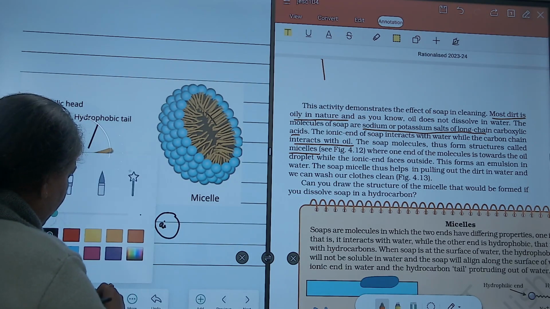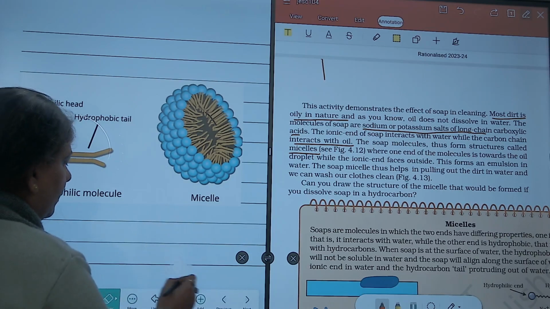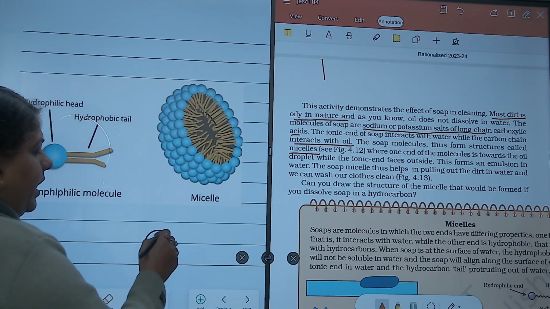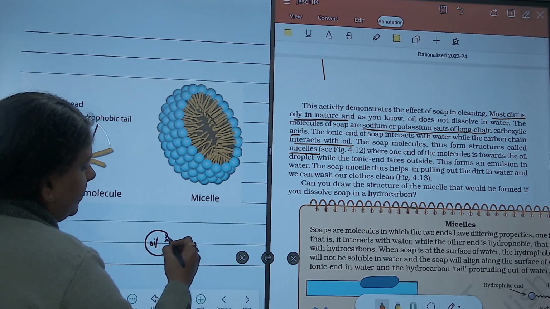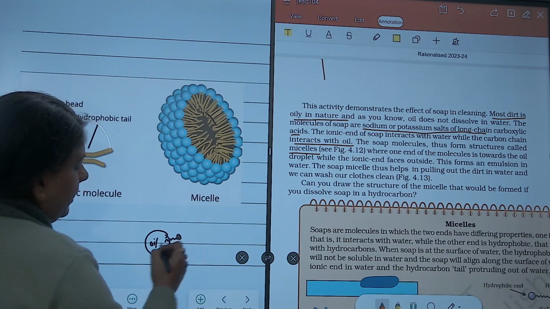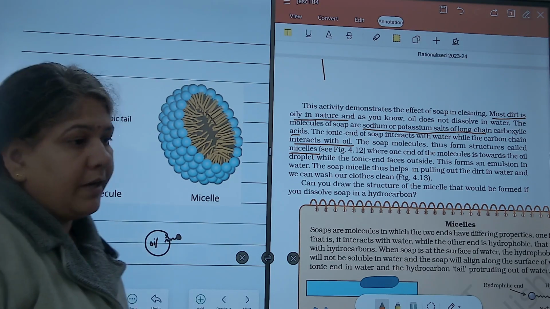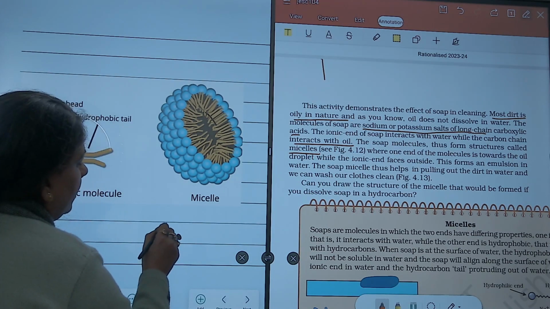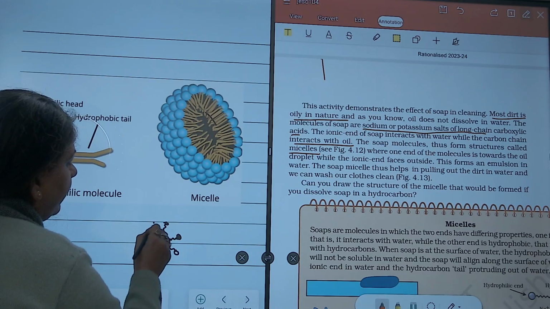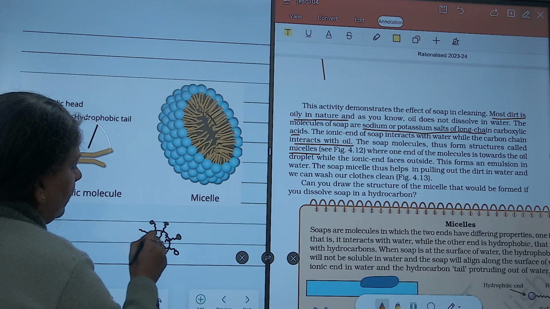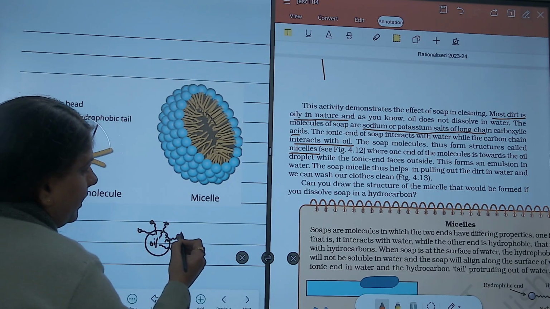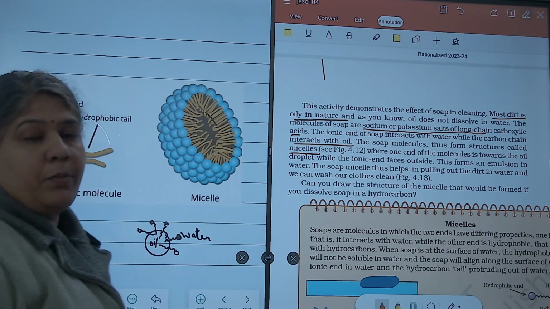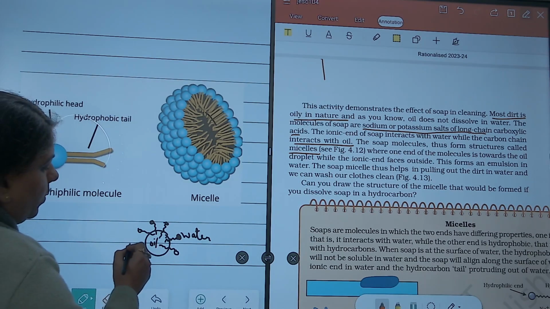See, this is an oil particle, and soap molecules will attach themselves in this manner. That is, this hydrocarbon chain will get attached to the oil part. If all the molecules attach in this circular manner, the ionic part is facing the water surface, while the hydrophobic part is attached to the oil.